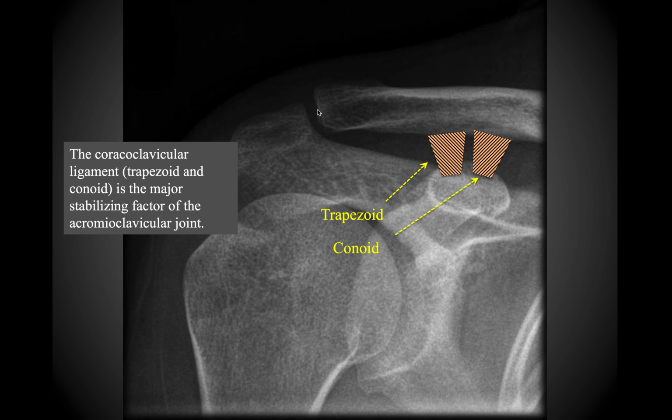Remember that the coracoclavicular ligament is going to be the primary structure that's helping to reinforce or stabilize the AC joint. So the coracoclavicular ligament is comprised of two parts. You have the trapezoid ligament and the conoid ligament, and those two together comprise the coracoclavicular ligament, and together they work to help stabilize the AC joint.